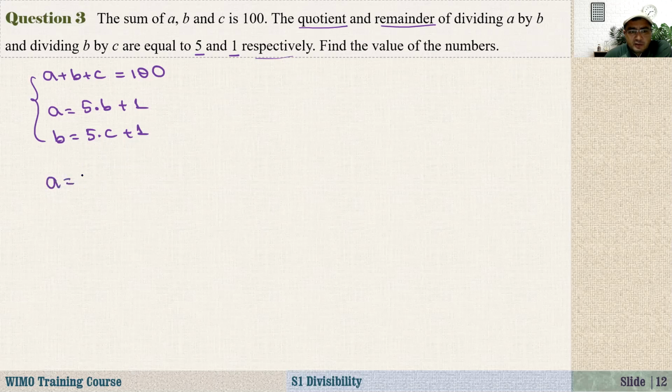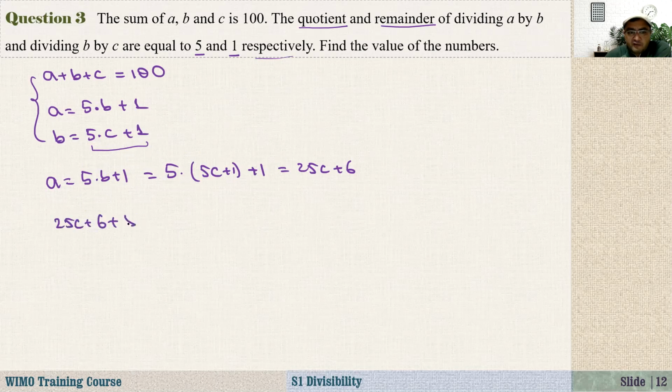So A is equal to 5 times B plus 1, what is B? B is 5C plus 1. So that's 5 times 5C plus 1, which is equal to 25C. 5 times 1 is 5 plus 1, that's equal to 6. And how about B? B equals 5C plus 1, and C is equal to C. Now, if you substitute into the first equation, instead of A, we can write 25C plus 6. Instead of B, we can write 5C plus 1. Instead of C, it's just C. On the right-hand side, we have 100. So it's just a simple linear equation, 25C plus 5C plus C, that's equal to 31C.